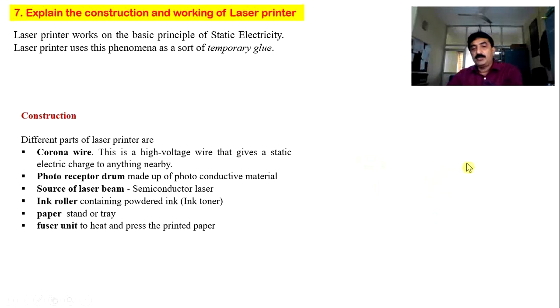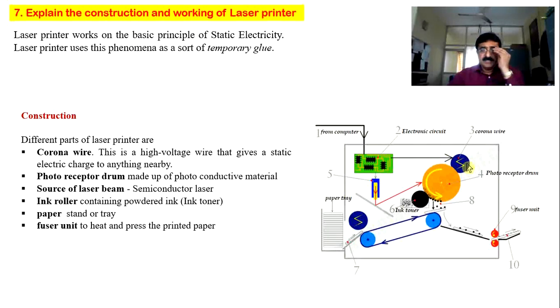Well, first I show you the diagram. This is the construction part. The main part, this green one, is the circuit board. It receives the signals from the computer. Then there are two, this violet color one and this bluish one. They are called corona wires. They are connected to a high voltage power supply so that they are able to produce static charges.